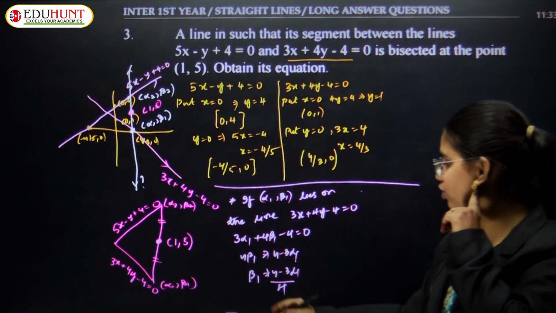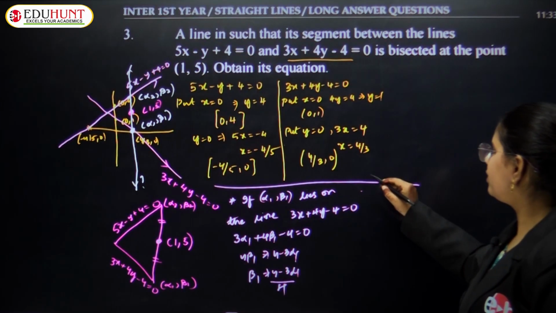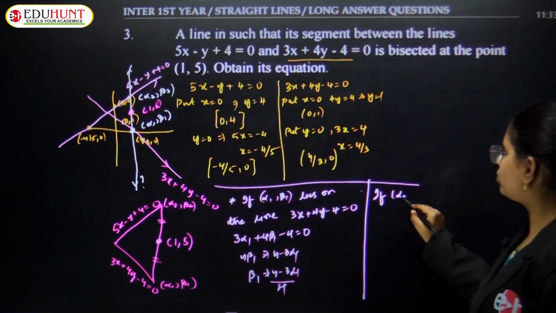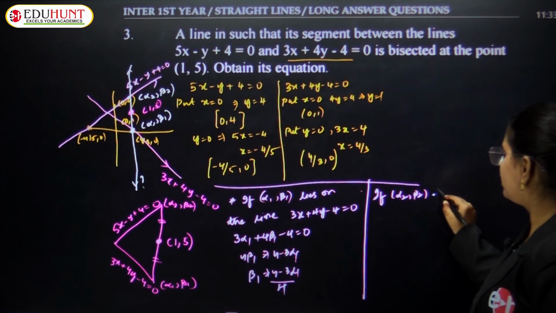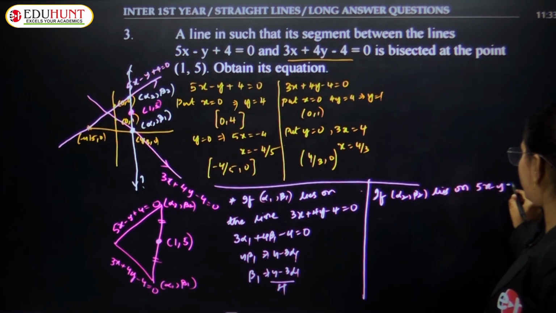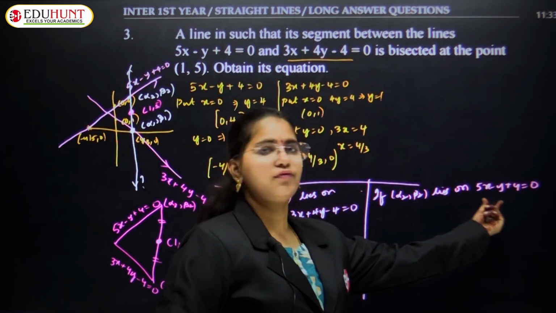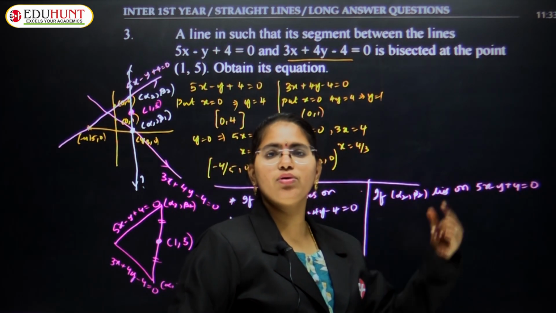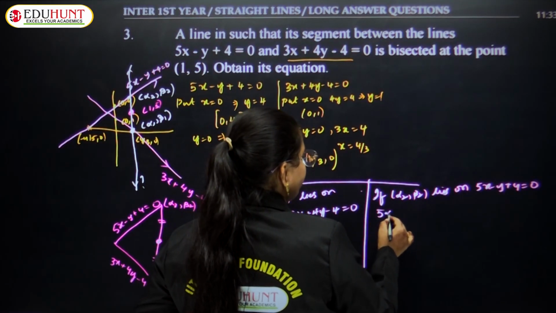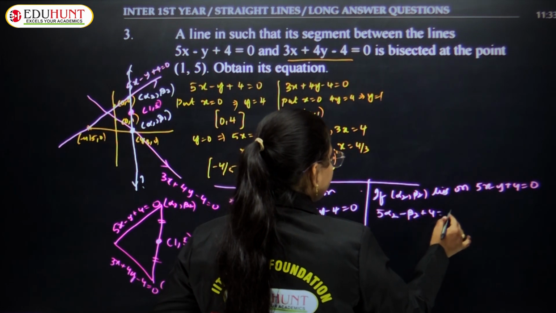Divided by 4, correct, because if you are transforming 4 it becomes division, right? Similarly, if alpha 2, beta 2 lies on which line? 5x minus y plus 4 equal to 0, correct? So it lies on the line 5x minus y plus 4 equal to 0. That means this becomes a solution. Let us substitute: 5 alpha 2 minus beta 2 plus 4 equal to 0.